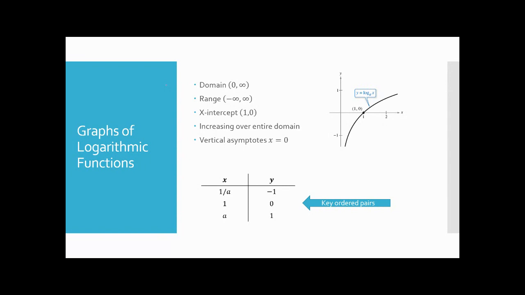Logarithmic graphs generally always have an x-intercept of (1, 0), and they're always increasing everywhere. So if you're trying to graph these by hand, or if you're trying to determine what the base of a log is, there are 3 key ordered pairs that I use to determine these. So if you want to know what your base is and you have this graph, where is your y equal to 1? That's actually the easiest one. You can see where y equals 1, and then that x value tells you your base, whether it's a log base 2 or log base 5. It will tell you where that is.